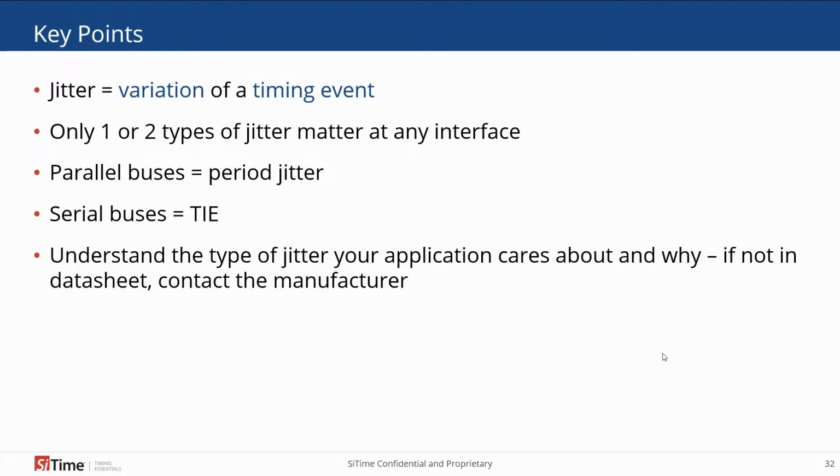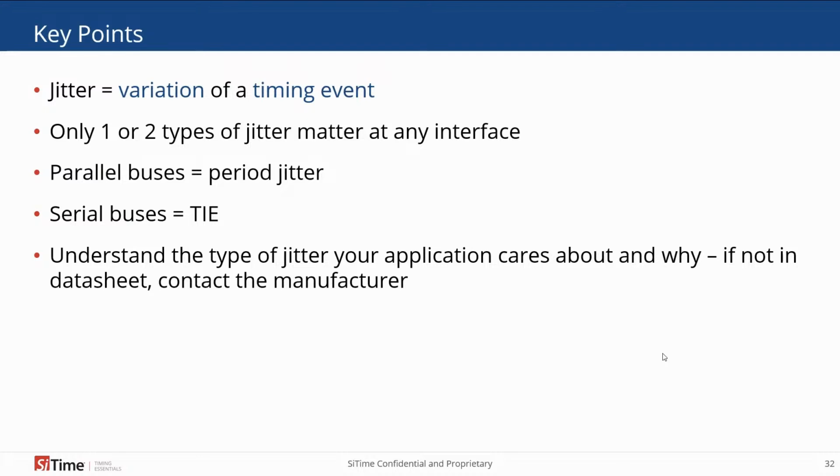So that's it for the class. The key points are that the definition of jitter, to keep in mind, is that jitter is the variation of a timing event, and it's how you define that timing event that defines the type of jitter, or the definition, or how you measure that jitter. It's really how you define that timing event, and jitter is really concerned about the variation of that timing event.